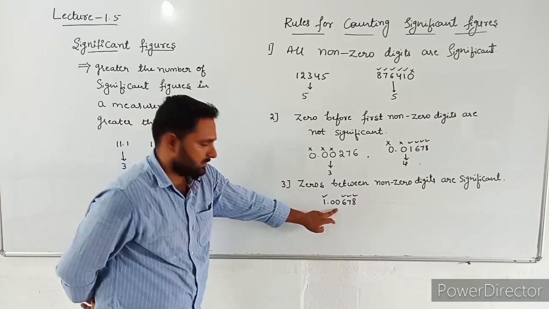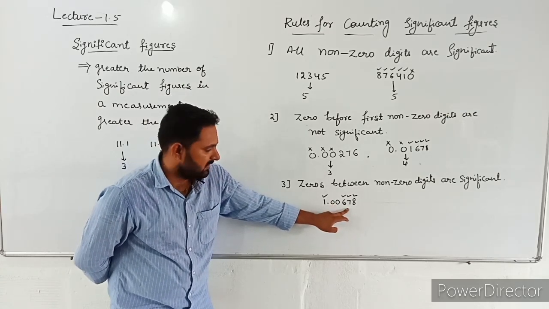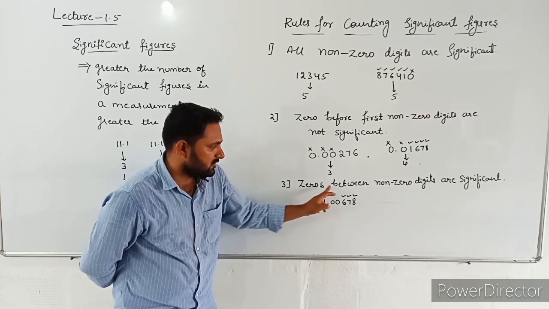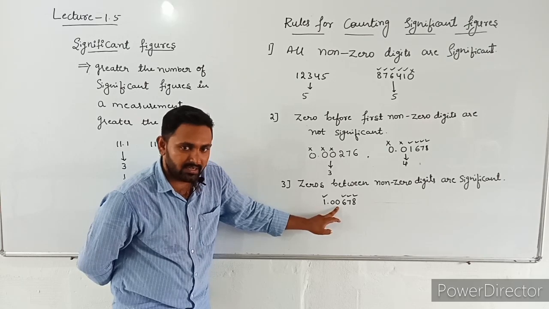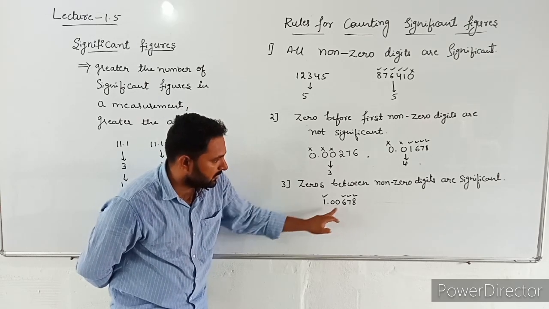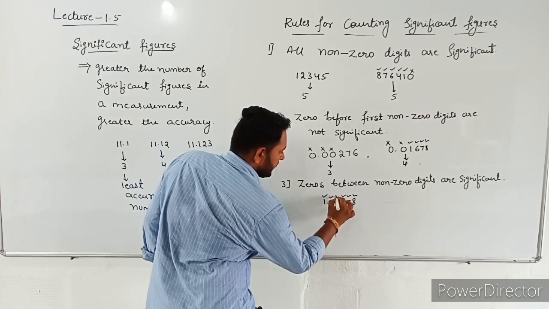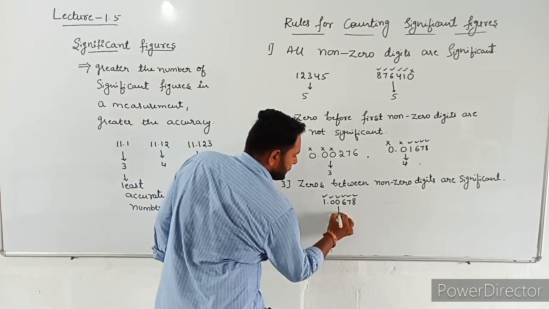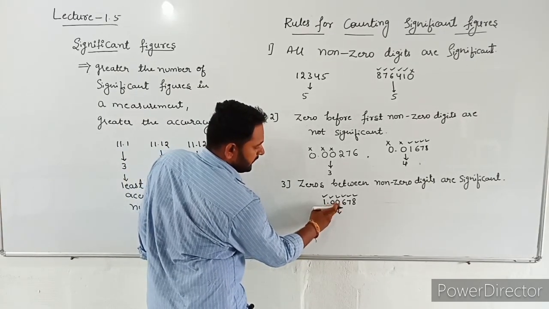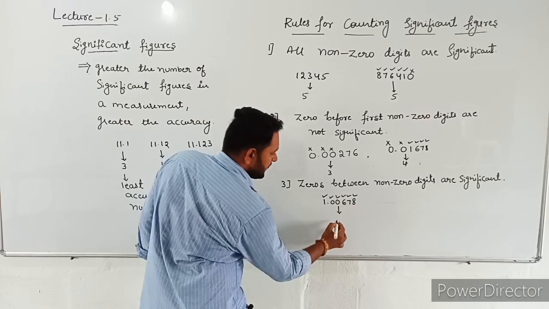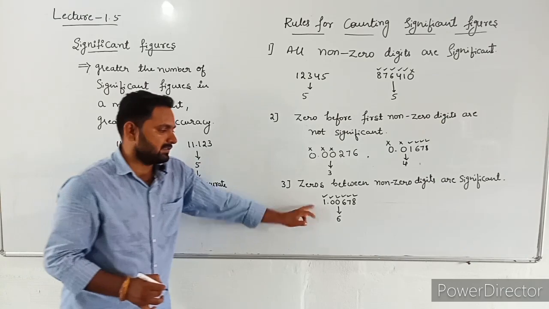Now tell me, zeros. These zeros are in between non-zero digits. According to the third rule, the zeros between non-zero digits are significant. That's why these zeros are also significant. Now tell me how many significant figures are present in this number? 1, 2, 3, 4, 5, 6. Total 6 significant figures are present in this number.